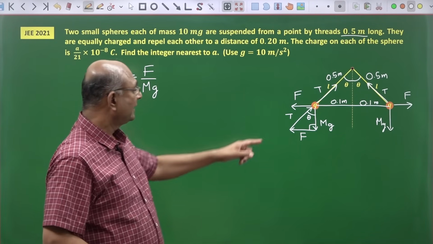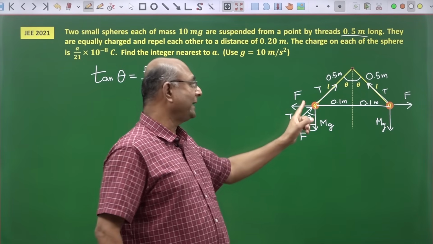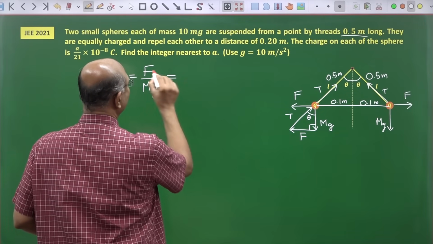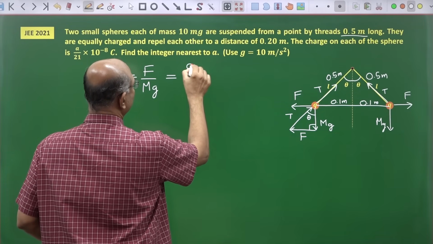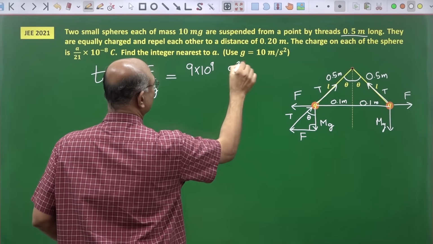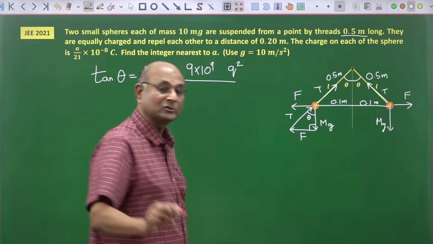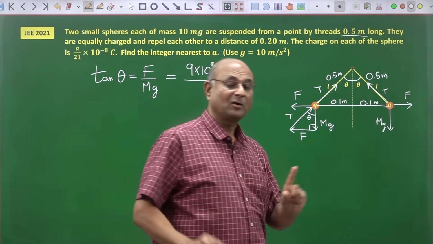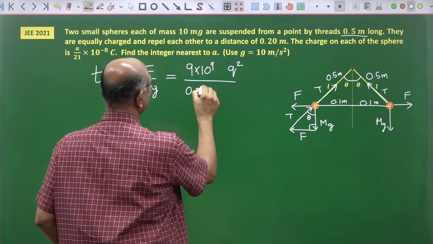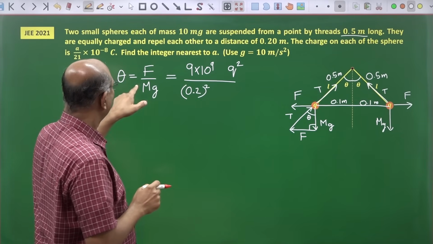What is F? F is Coulomb force. K Q1 Q2 by 0.2 whole square. So we can directly write that. So let me write the values. F is K Q1 Q2, which is Q into Q, so Q square, by distance between them. Don't use 0.1. From here to there, what is the distance? 0.2. 0.2 into 0.2. So 0.2 square. Okay. This is F. mg.